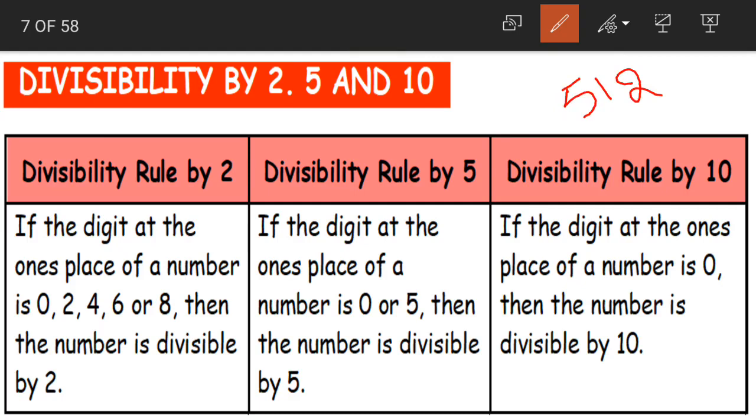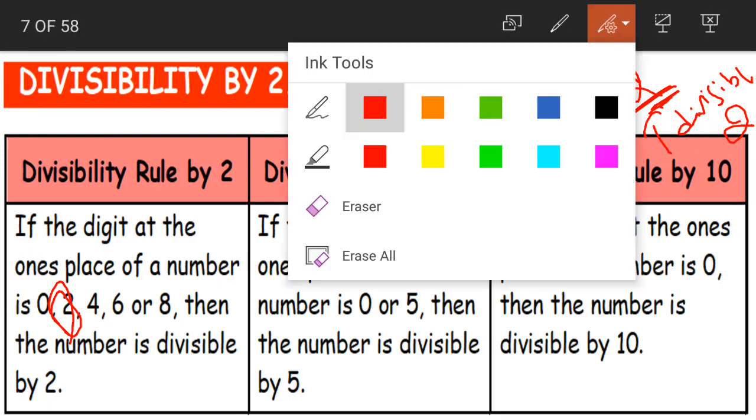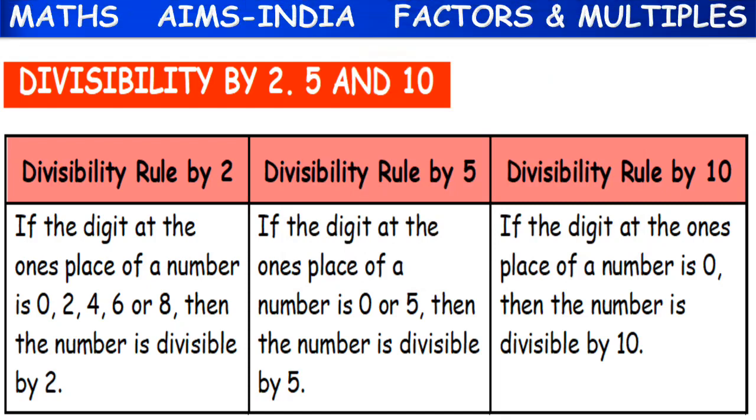Now if we take a number say 512, it is a very big number. Now even such a big number, if we look at the ones place here, it is having 2. Now 2 is one of the numbers given. Yes or no? Yes. So the number 512 becomes divisible by 2. Easy, right? Even without dividing, simply by looking at the digit in ones place, we are able to say that the number 512 is divisible by 2. Clear children?